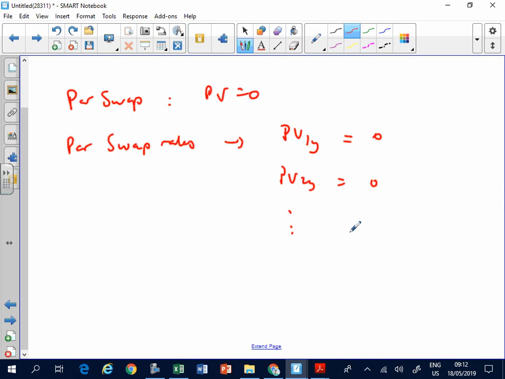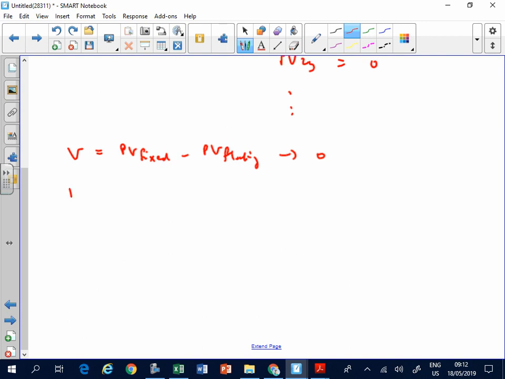Now, again, like we said before, the value of the swap, we'll call it V, is equal to the PV of the fixed leg minus the PV of the floating leg, right? I know the valuation is equal to 0 because it's a par swap rate, so I just write that out. Okay, so that means PV fixed is equal to PV floating.